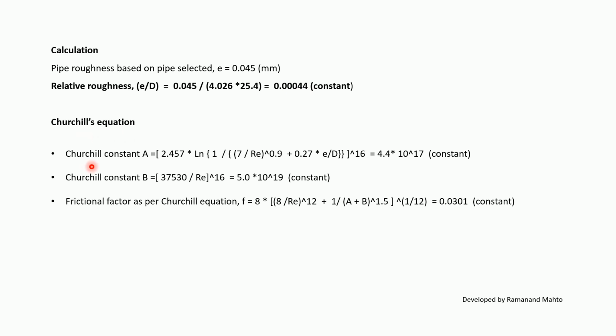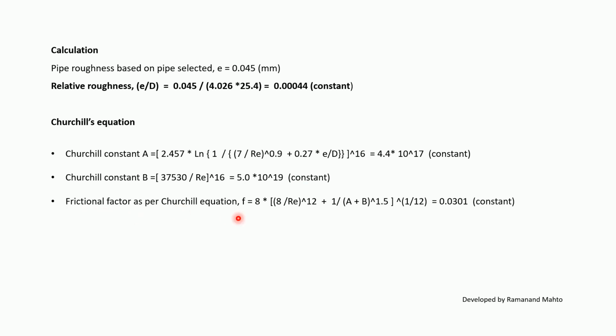Churchill equation constant A is 2.457 into natural log of 1 upon (7 upon Reynolds number)^0.9 plus 0.27 into small e upon capital D, bracket close, to the power 16. By putting the data, it is coming as 4.4 into 10 to the power 17. Churchill constant B is equal to 37530 upon Reynolds number to the power 16. Putting the value of Reynolds number, it is coming 5.0 into 10 to the power 19.